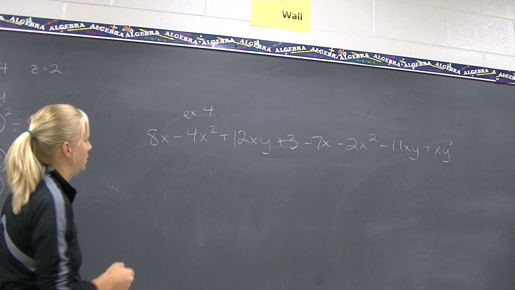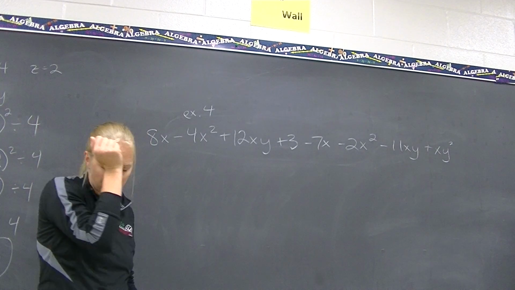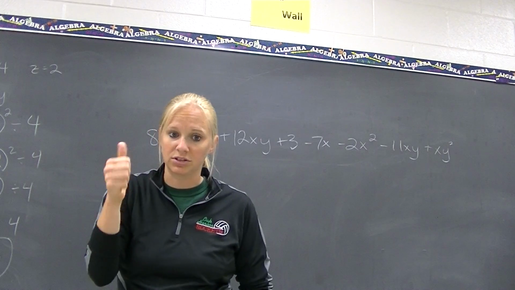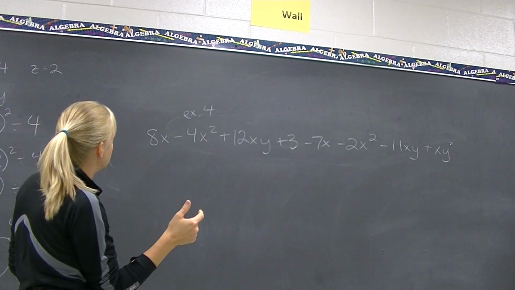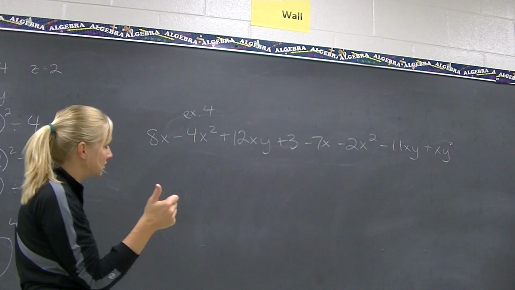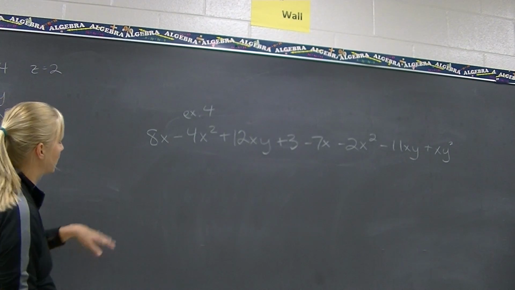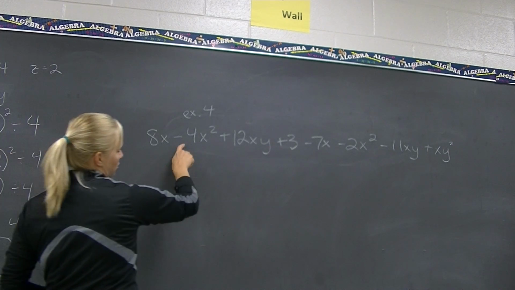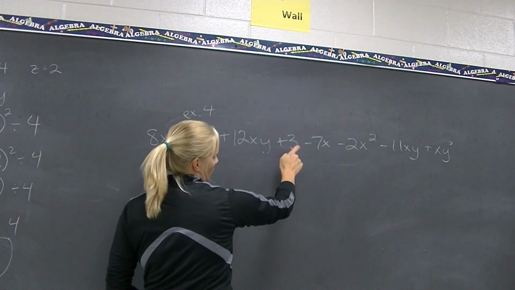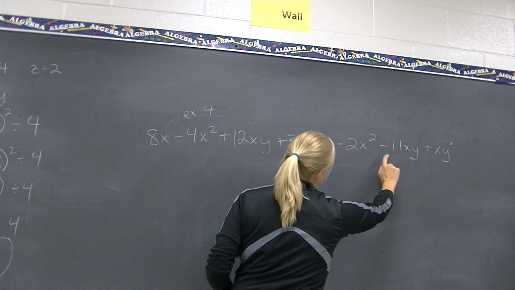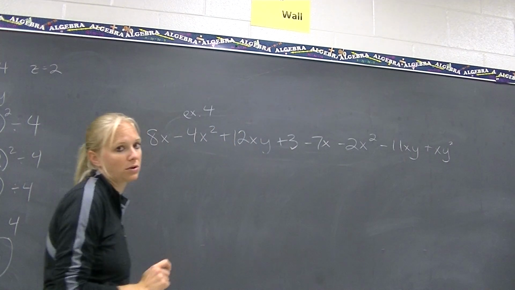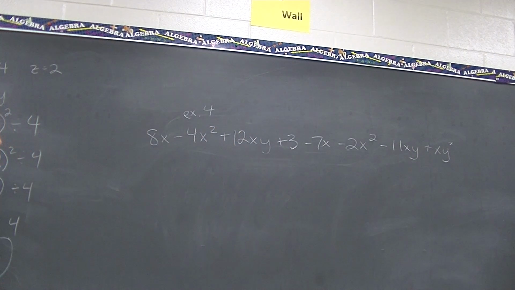So let's go ahead and look at this. We learned from our notes that we already took that a term is a factor or a number, a variable, or the product of both. Okay, so here's a term, 8x is a term, -4x squared, 12xy, 3, -7x, -2x squared, -11xy, and xy squared, all terms. A like term is the same variable with the same power, or no variable at all.